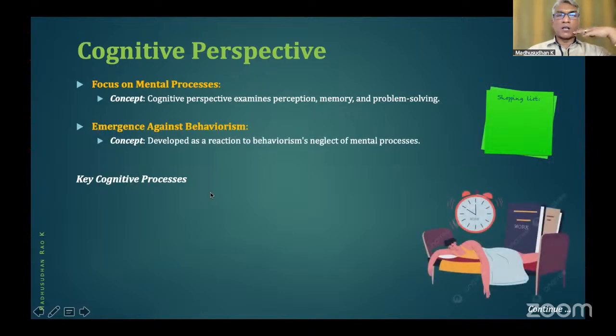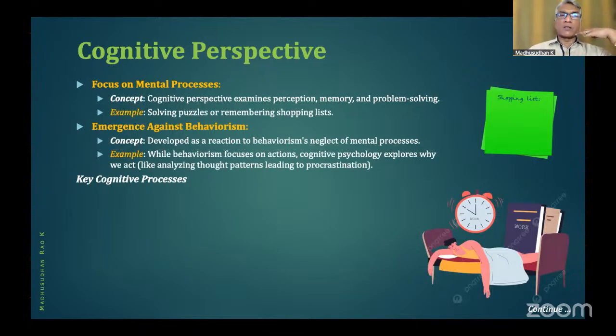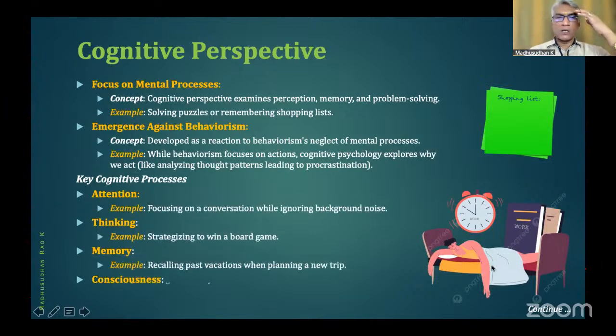The concept developed as a reaction to behaviorism, which neglected mental processes, like solving puzzles and remembering a shopping list, etc. These were the different tests, and they tested memory, perception, problem solving. There are so many puzzle solving tasks like that. Then the second one, while behaviorism focused on actions, cognitive psychology explored why we act like this, what is happening. Like analyzing thought patterns leading to procrastination. So a person is sleeping, why are they sleeping, why are they not working. So what is going on behind the thought process? This is what they were checking.